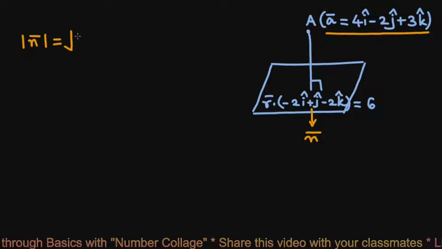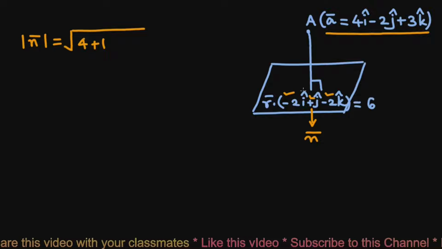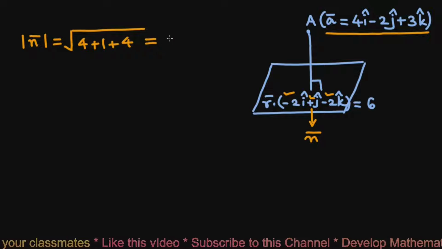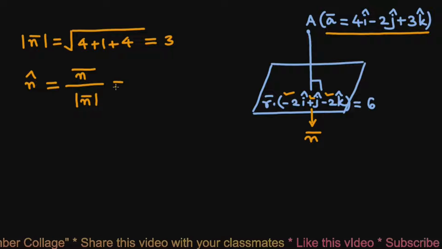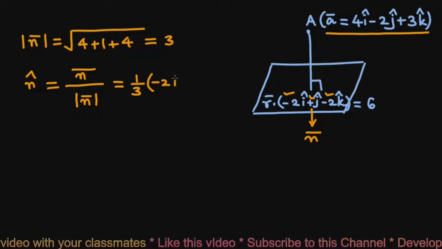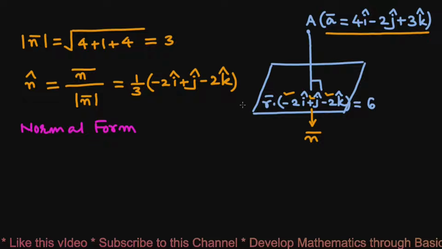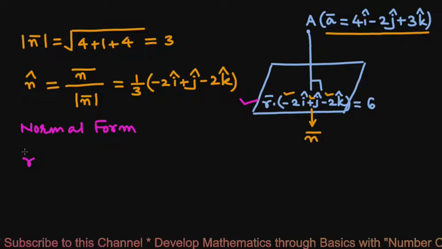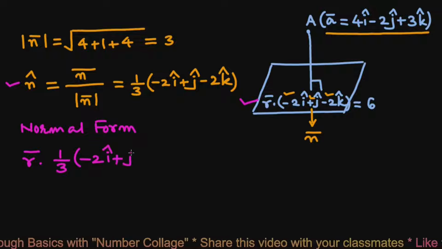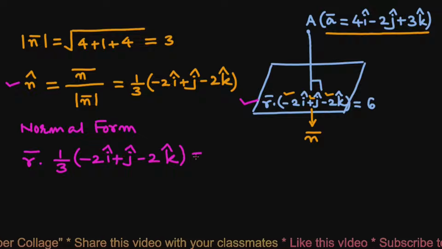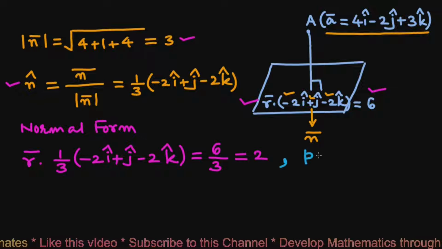Mod n bar will be square root of minus 2 square 4 plus 1 square 1 plus minus 2 square 4, that will be square root of 9 or 3, and n cap will be n bar upon mod n bar, that will be 1 upon 3 minus 2 i cap plus j cap minus 2 k cap. Now the normal form of the equation of this plane will be r bar dot this n cap, 1/3 into minus 2 i cap plus j cap minus 2 k cap equals this 6 upon this 3, that is 2. Here p equals this 2.